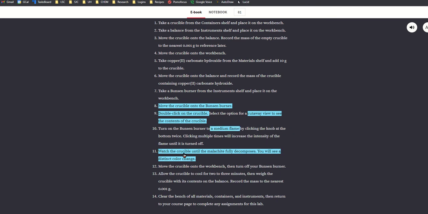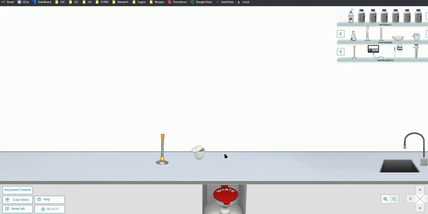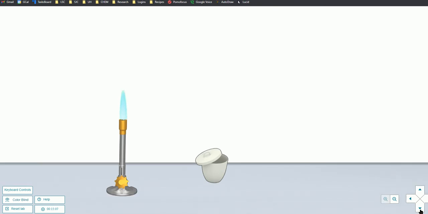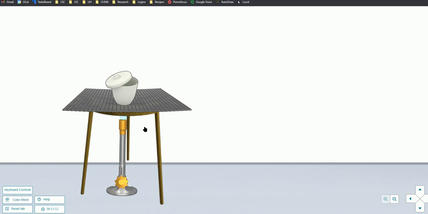And then finally, you're going to watch the crucible until the malachite decomposes. You will see a distinct color change, and I'll let you witness that color change. I'm not going to tell you what color, but you'll see a color change. Now, what's important about this, to get to medium on the Bunsen burner, you click on it twice. So you will be using this light blue flame, okay? That's how it should look. To bring the crucible onto here, you just put it right there on the flame, and it'll automatically generate this little crucible and ring stand.